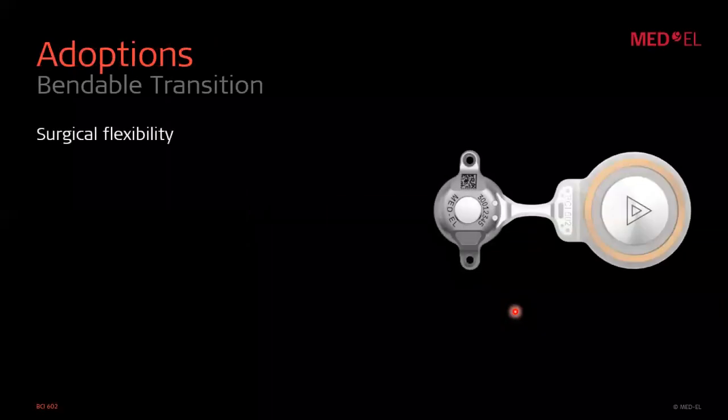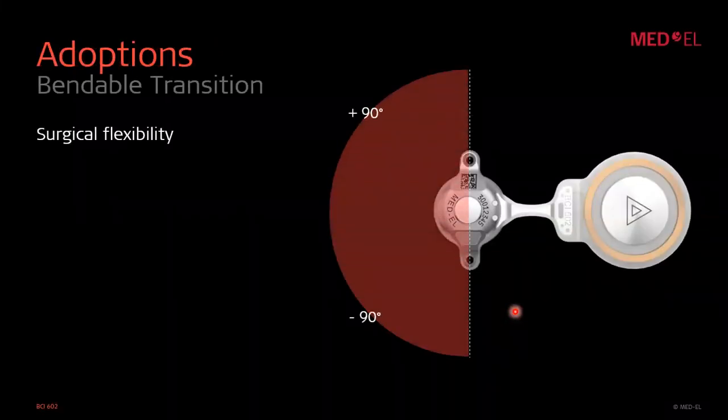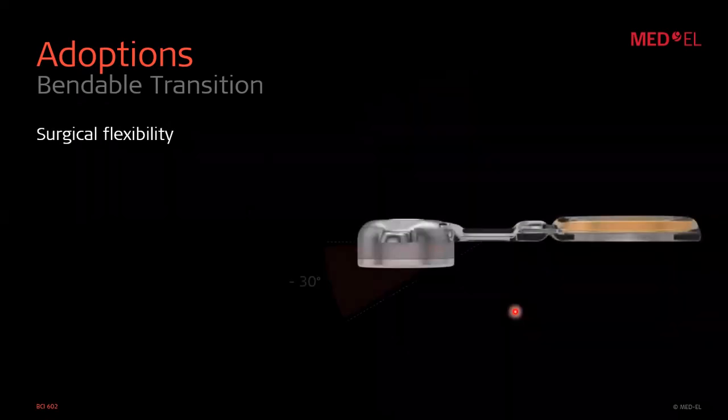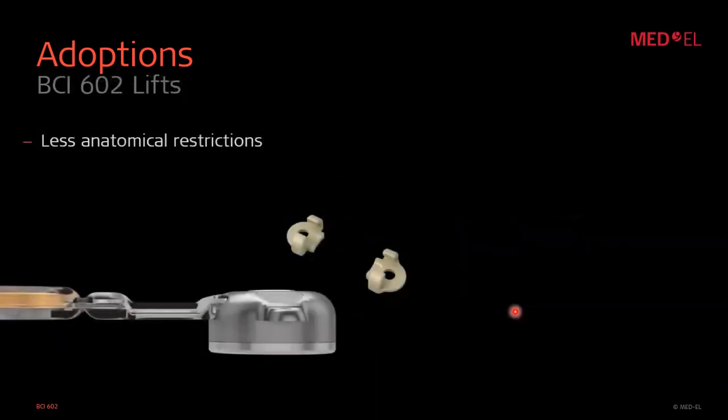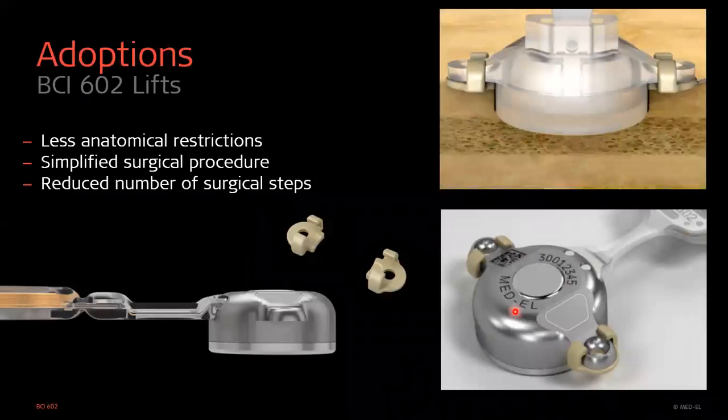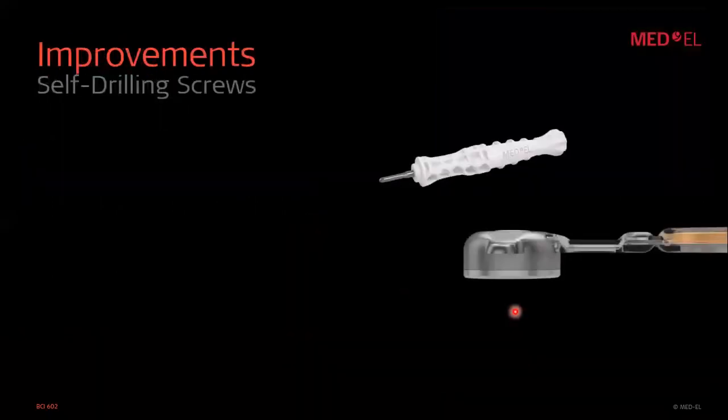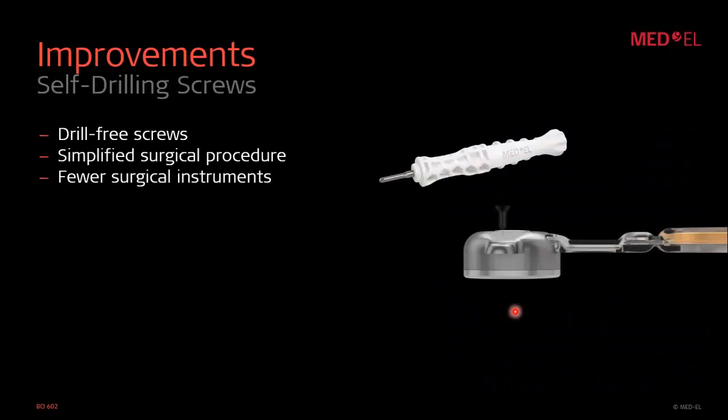Also, the FMT can rotate up to 90 degrees horizontally, and vertically it can flip up to 30 degrees. So it can take the curvature of the skull of the patient, and this makes the surgery much easier for the surgeons. We still have the PCI lifters. So in some special cases, if the surgeon requires lower drilling depths, with these lifters you need only 3.5 millimeter drilling depths. We also have self-drilling screws right now. So it's really easy, with fewer surgical instruments, and easier for the surgeon.